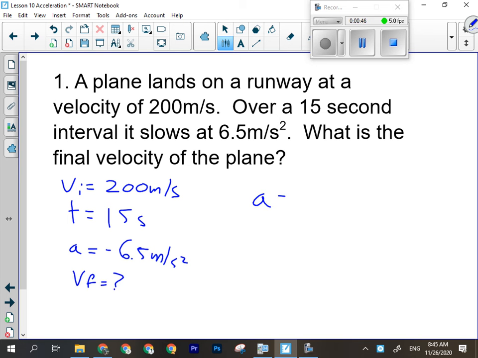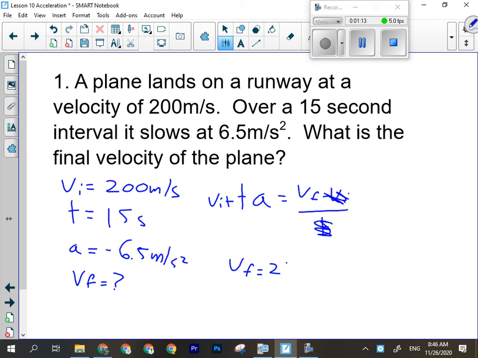So a equals vf minus vi over t. Okay, so that's going to be, we have to isolate vf. So what do I move first? t. All right, so I multiply both sides by t. What do I do with vi? Add it to the other side. Okay, so now I'm solving for vf.